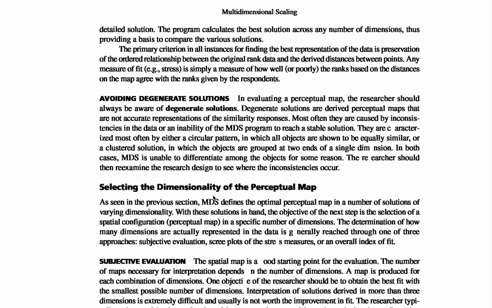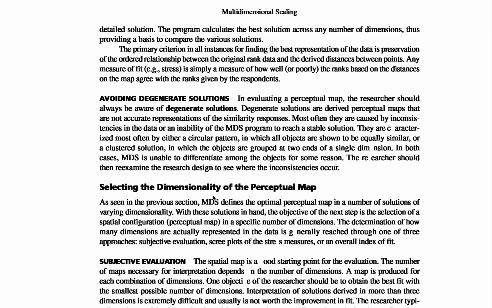multidimensional scaling, detailed solution. The program calculates the best solution across any number of dimensions. Those provide a basis to compare the various solutions. The primary criterion in all instances for finding the best interpretation of the data is preservation of the relationship between the original ranked data and the derived distances between the points. Any measurement of the fit, for example stress, is a measure of how well or poorly the rank based on distances on the map agrees with the rank given by the respondent.